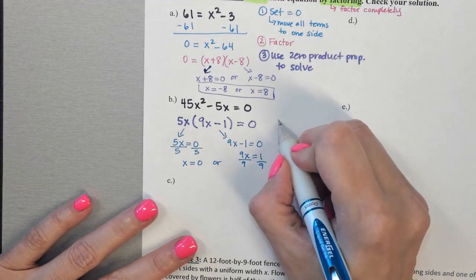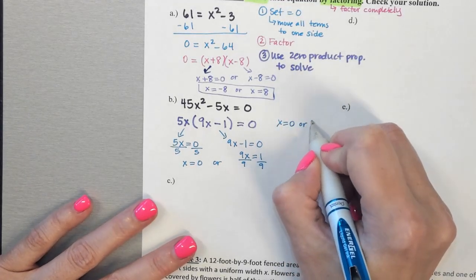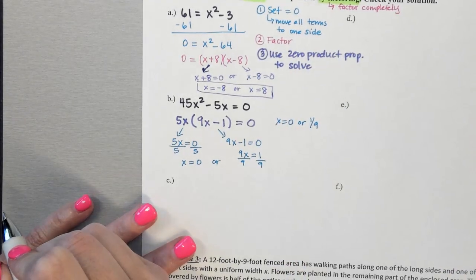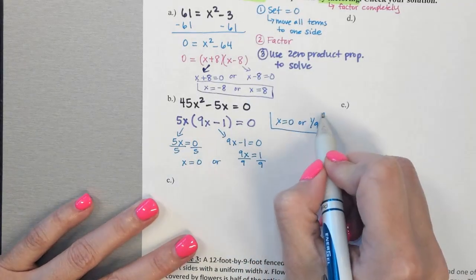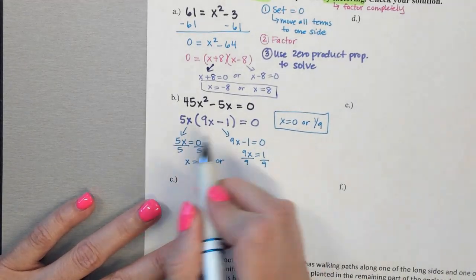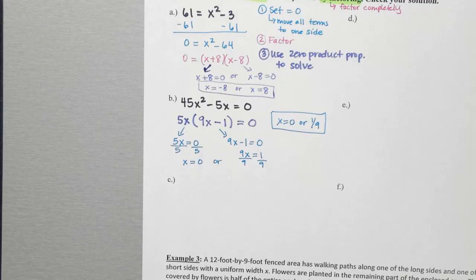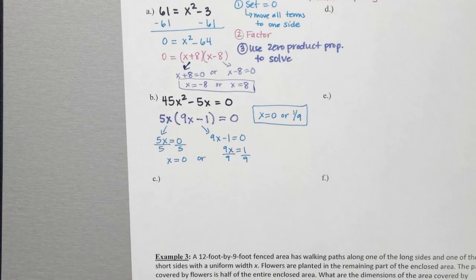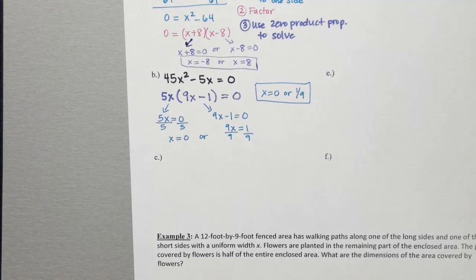Okay, so your final answer is x equals 0 or 1/9. Okay, and the reason why we say the or is because it can be either one of those. Okay, those are your 2 solutions. Okay, what questions do we have so far? We're ready for the next one?